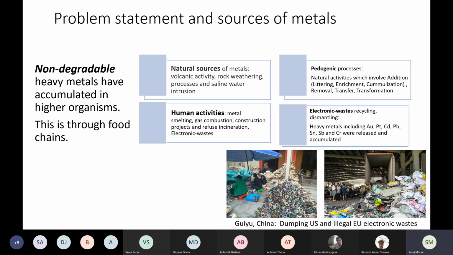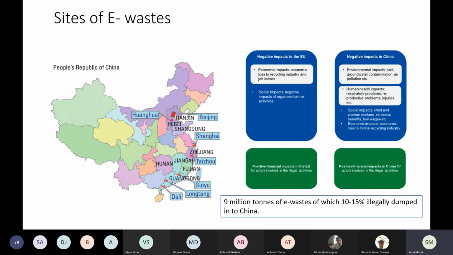Okay, so one such place is a town in China, where there is dumping by the US and also the European Union. Electronic wastes are illegally dumped into this township in China. Okay, so they have been facing a major problem. So here is a map of China.